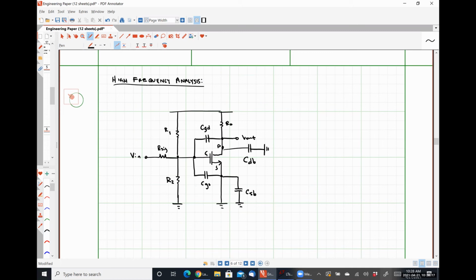Okay. So this is what our high frequency model for our common source amplifier is going to be. And up here, we obviously have VDD. So I'm going to go ahead and mention that that guy is completely useless. And I'm going to redraw this guy in a more small signal way.